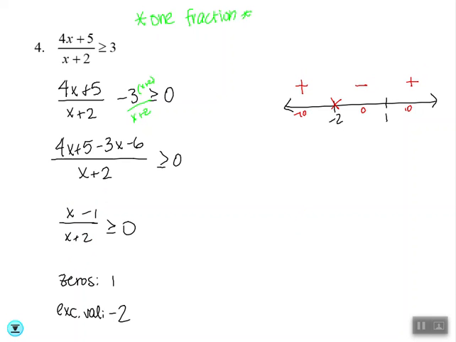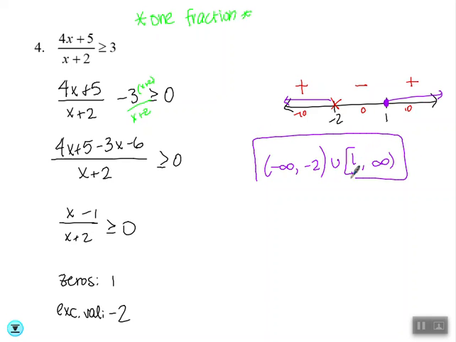I want to know where this rational function is greater than or equal to 0. So I'm going to go ahead and include 1. I cannot include negative 2 because that is an excluded value. But I do want these positive sections. So my final answer is from negative infinity to negative 2, not including negative 2, and 1 to infinity, but I am including 1.